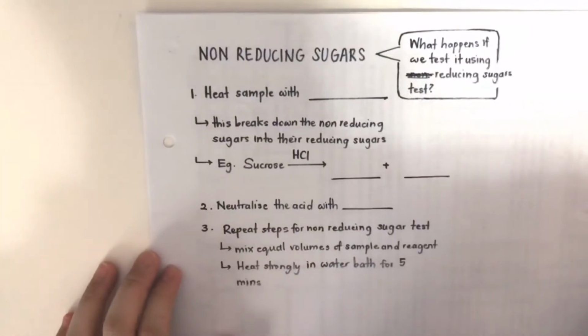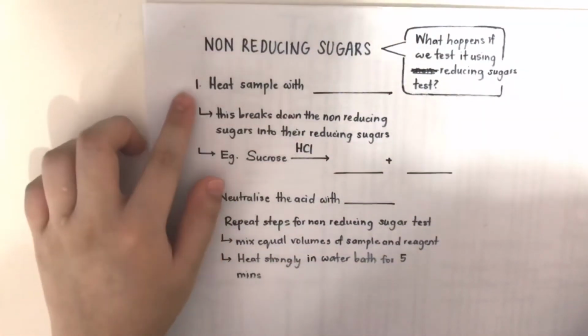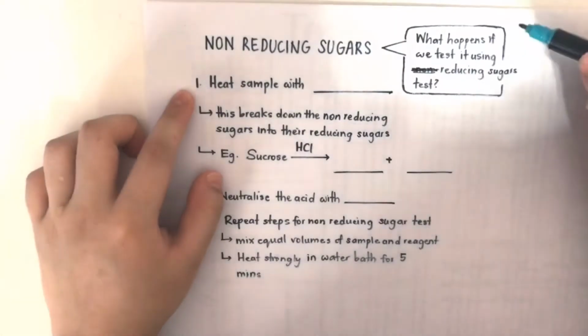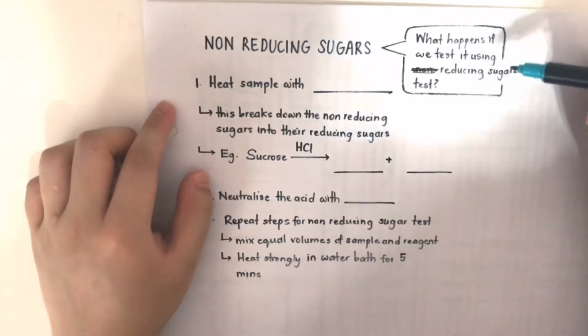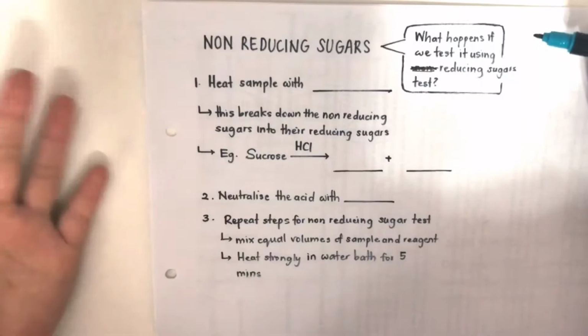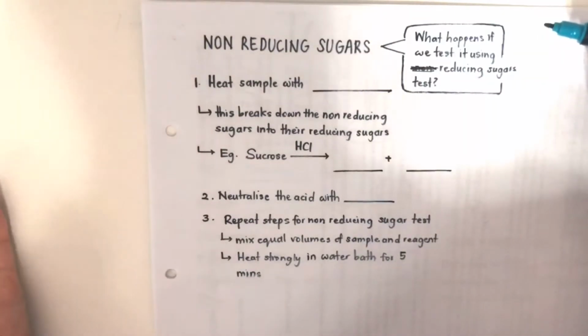Moving on to non-reducing sugars. Just like their name, they do not reduce the copper 2 ion into the copper 1 ion. So what happens if we test it using the reducing sugars test? We will just simply not get any reaction and the blue color of the solution remains the same.